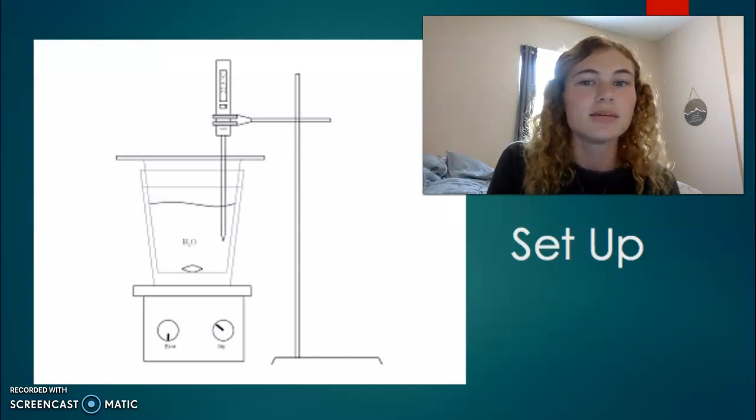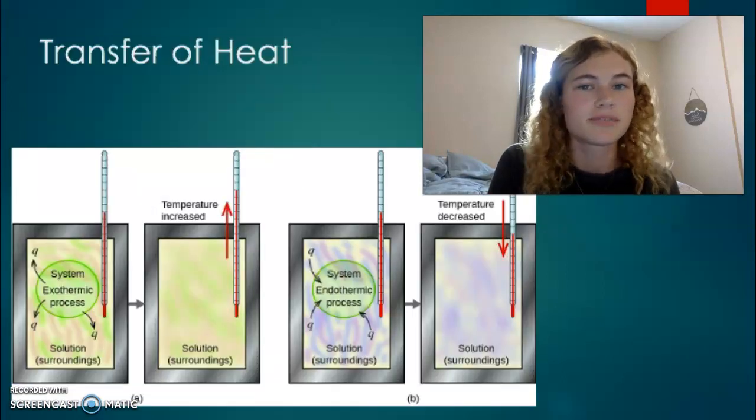The calorimeter is set up with a stir bar on a stir plate, and a calibrated thermometer can be inserted to measure the temperature of the surroundings. So what's the purpose of calorimetry? Why do we use it? Calorimetry can be used to determine if a reaction is endothermic or exothermic.